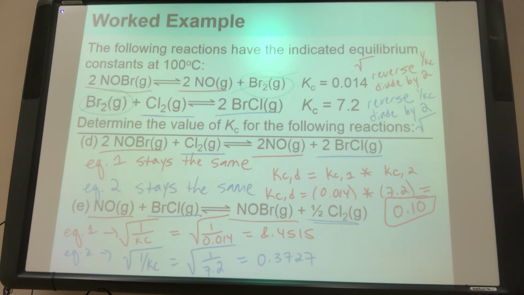I still have to add them together because to get this guy, I added this one and this one, these 2 equations. So what do we do when we add them? Right here, we wrote it before, we multiply. So to get my KC of my final, it's KC for 1 times KC for 2. You want to plug in the numbers after you've manipulated the individual equations. Don't try to do this all in one fell swoop. 8.4515 times 0.3727. So after you manipulate each equation, now you're going to multiply them together. And your new KC is going to be 3.15.